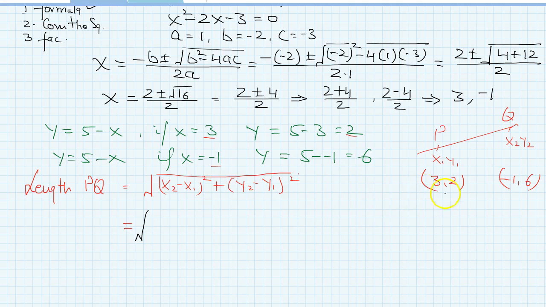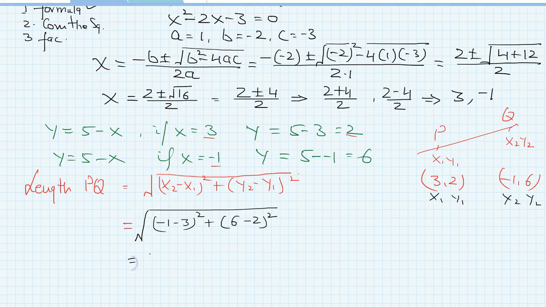So that is equal to root of (x1, y1), (x2, y2). You can write any. You can write this as x2, y2 and this as x1, y1. Now y2, x2. So x2 is -1 minus x1 which is 3, that is -4, plus y2 which is 6 minus y1 which is 2.